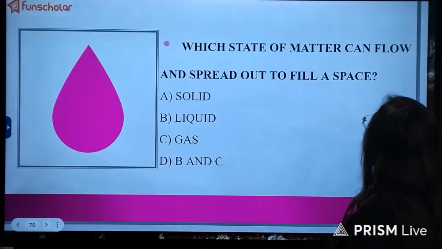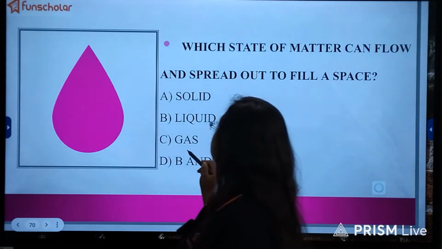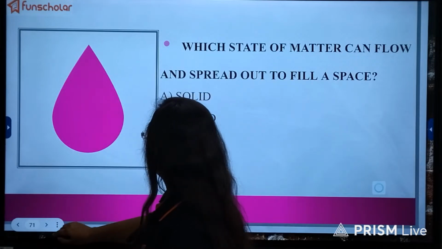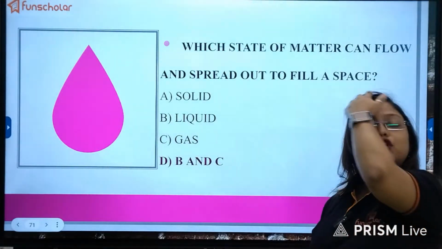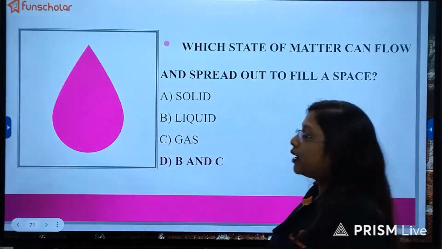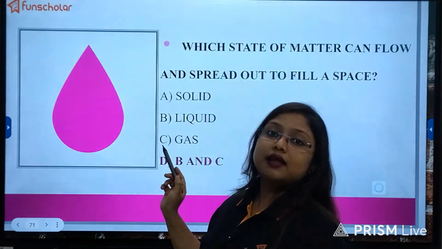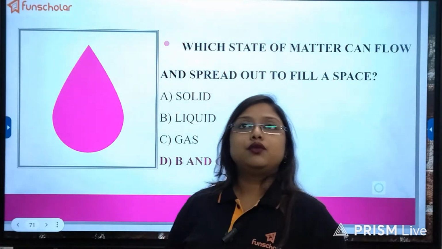Next, which state of matter can flow and spread out to fill the space? Solid, liquid, gas, and B and C. Tell me the answer. B and C, like liquid and gas, both can flow towards the vacant place, right? If we talk about the sea and land breeze, the gas is an example, and if we talk about liquid, do one thing.